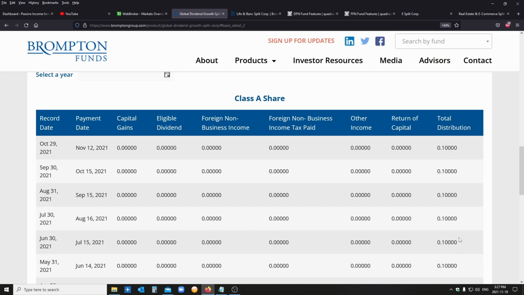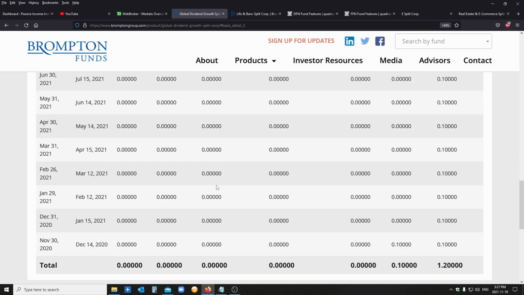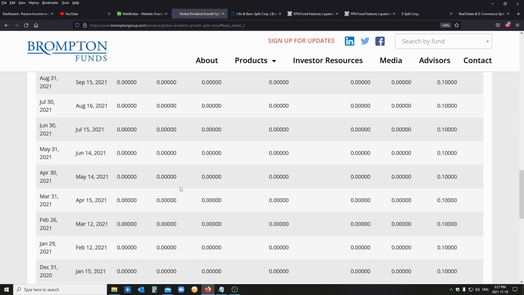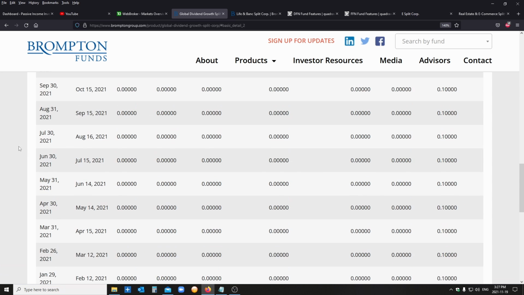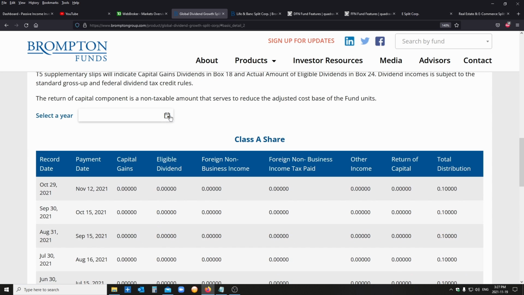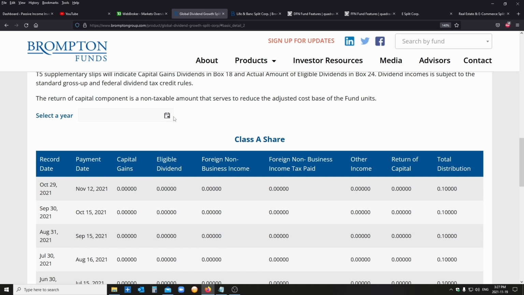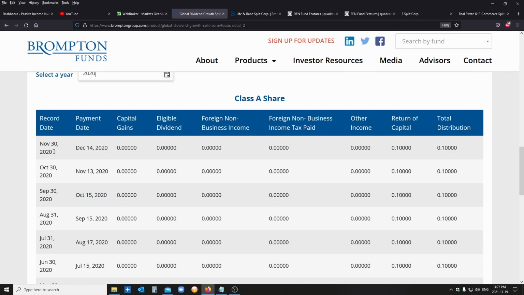10 cents a month. And for the newer ones, we don't have the classification. So we don't know what portion is return of capital, what portion is eligible dividend, what portion is capital gains, because they're newer. But if you start scrolling down, you will start seeing that some of them will have the classification. So we'll probably have to go back here a little bit. If you just go back to 2020, they should have all the information. So let's go to 2020 here. So yeah, now we're in 2020.